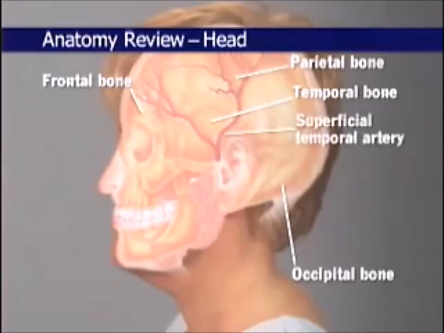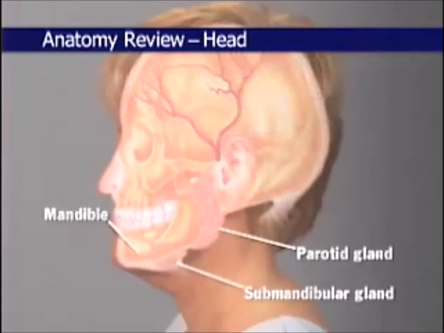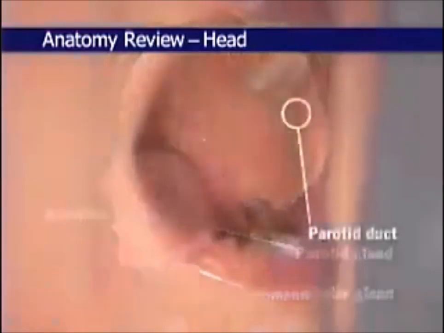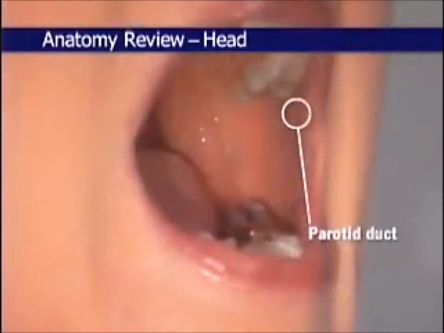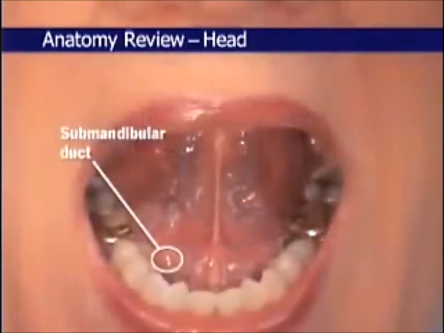The superficial temporal artery passes upward just in front of the ear, where it is readily palpable. Two pairs of salivary glands lie near the mandible. The parotid glands lie superficial to and behind the mandible, and become both visible and palpable when enlarged. The submandibular glands are situated beneath the tongue, located deep to the mandible. The openings of the parotid and submandibular ducts are visible within the oral cavity.